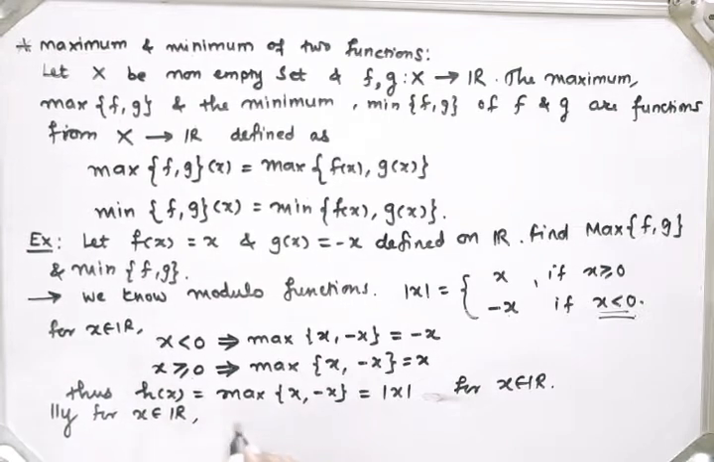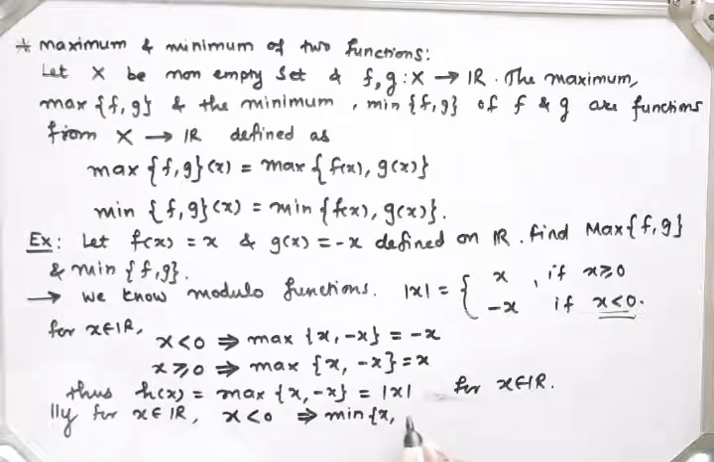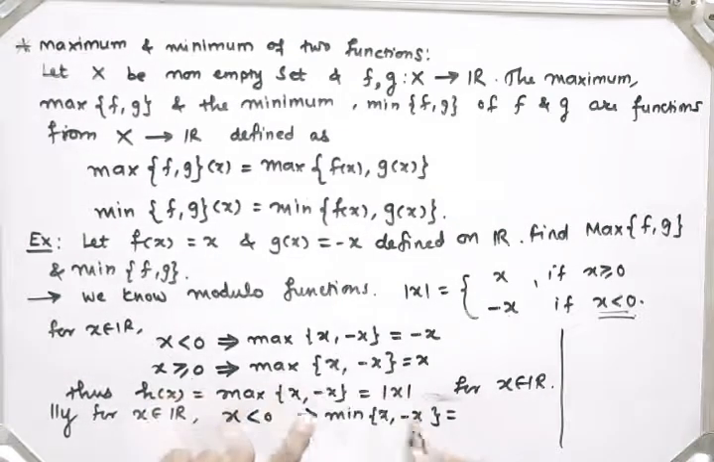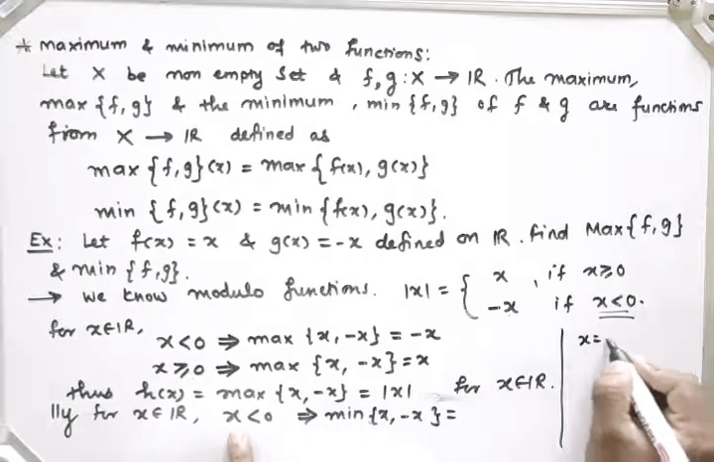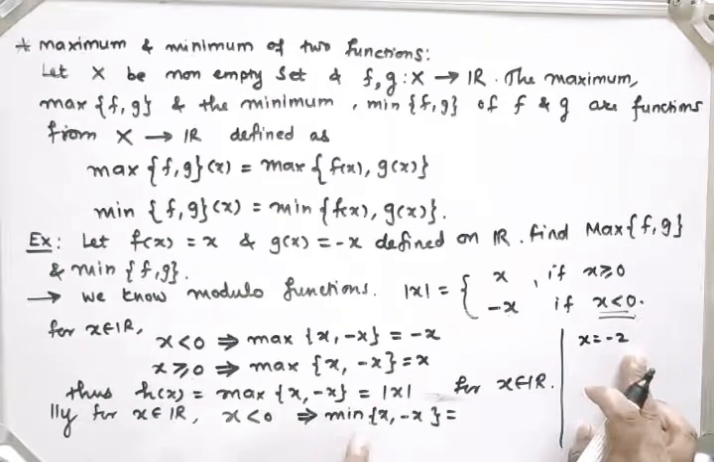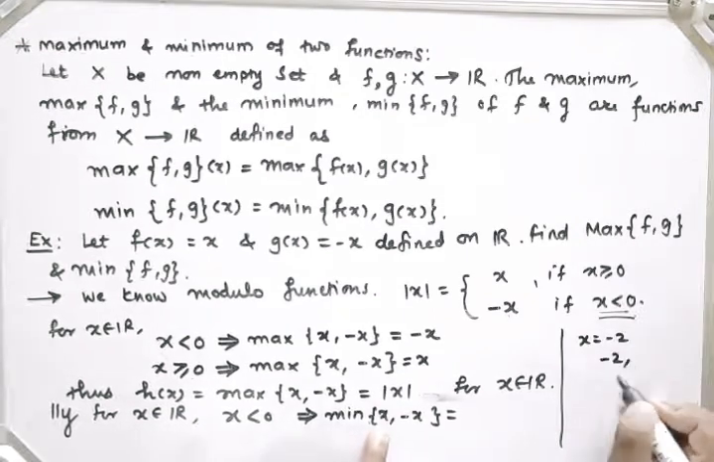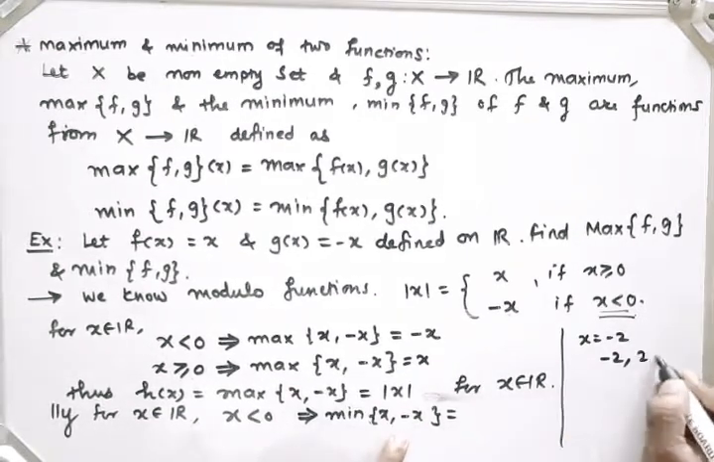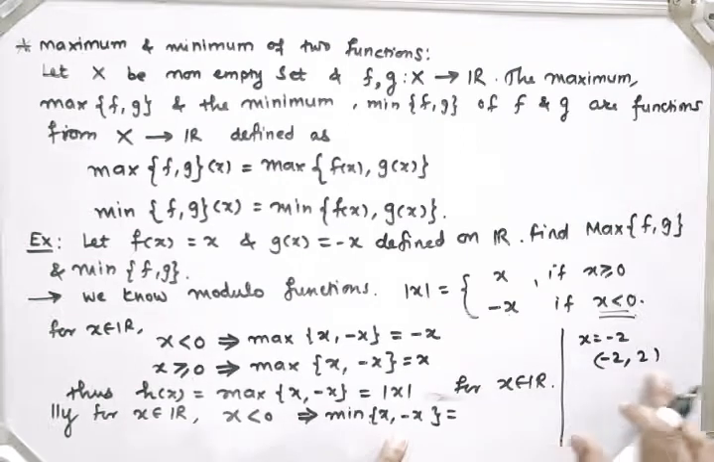So here I will write, suppose for x less than 0, then the minimum of x and minus x is equal to, what will be the minimum? So x is less than 0 means I will put x as a negative number, so minus 2. Then x is equal to minus 2, and here minus of minus means plus 2. So what is the minimum of these two values? So minus 2 means x.